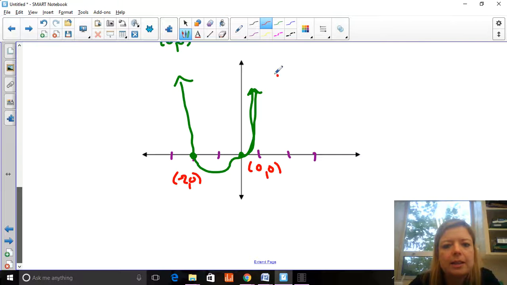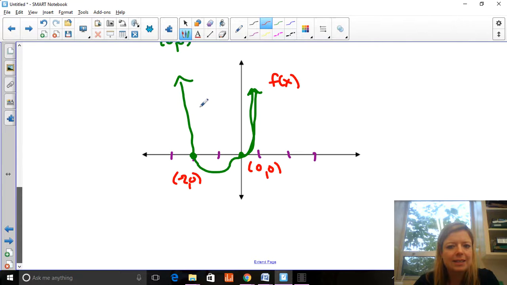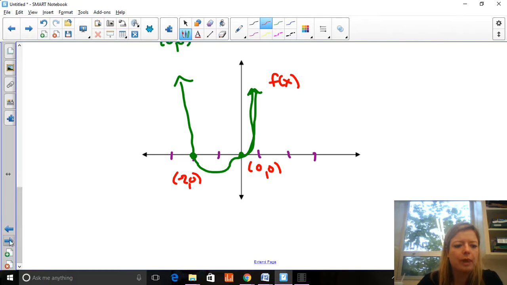And then label this as f of x. All right, so again, you can test values on either side to make it more accurate.